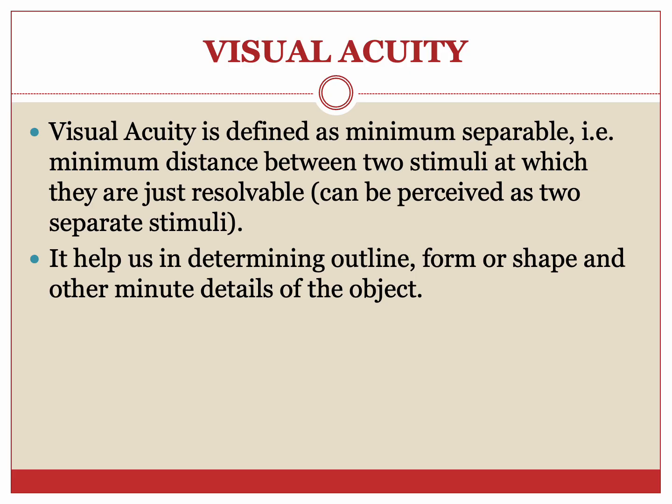It is defined as the minimum separable distance between two stimuli at which they are just resolvable. So it can be perceived as two separate stimuli. Its importance is that it helps us in determining the outline, form or shape and other minute details of the object.